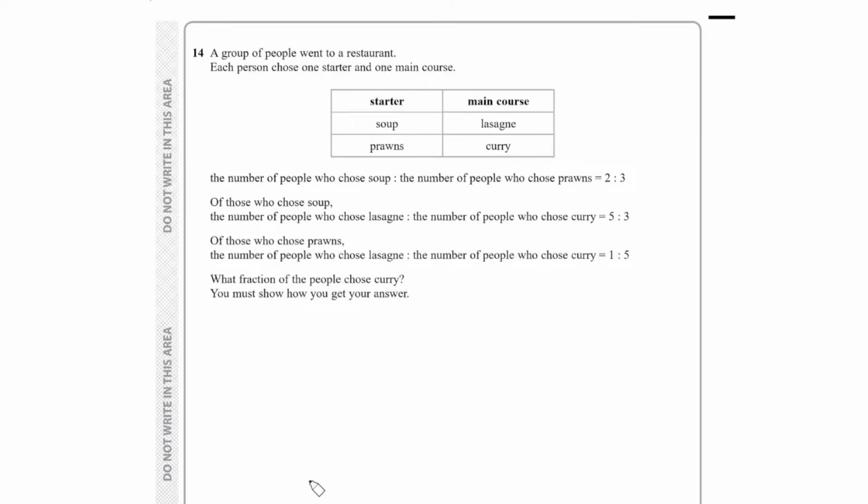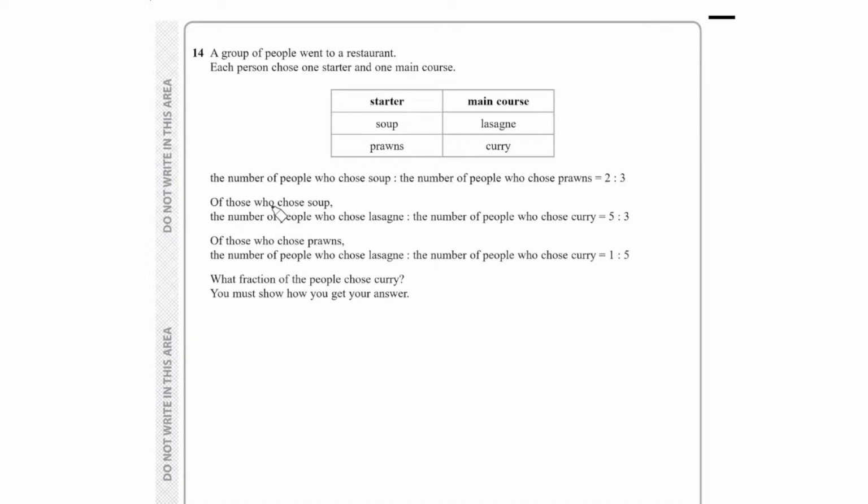Question 14. A group of people went to a restaurant. Each person chose one starter and one main course. So you can see we've got starter options, soup and prawns, and main course options, lasagna and curry. The number of people who chose soup to the number of people who chose prawns is 2 to 3.